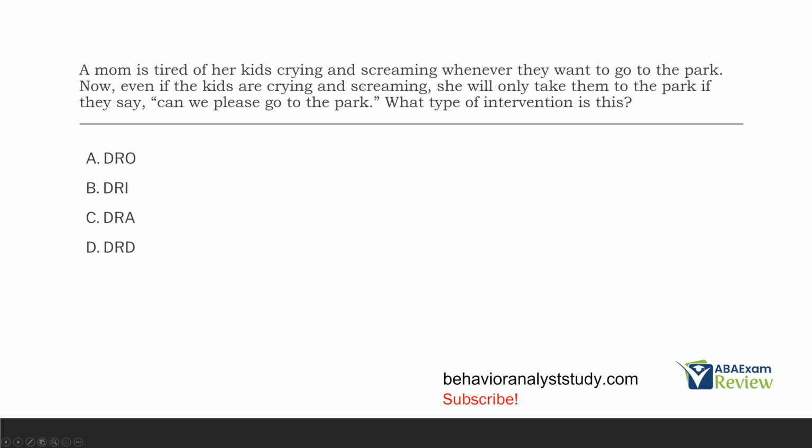Can we please go to the park to replace crying and screaming? So the question becomes, can the phrase, can we please go to the park, occur at the same time as crying and screaming? Yes, it can. So is it incompatible? No, but it is alternative. So what type of intervention is this? The DRA. Pretty straightforward.